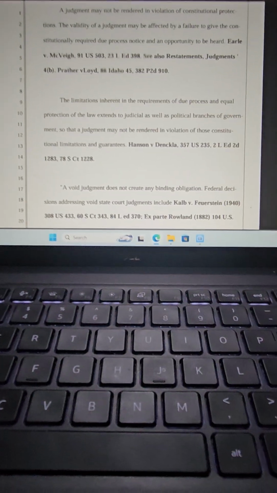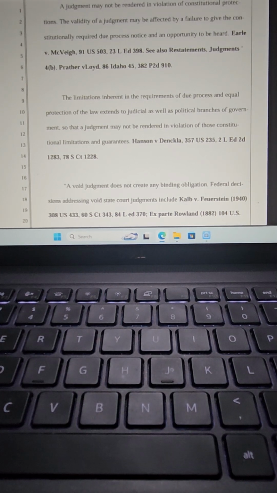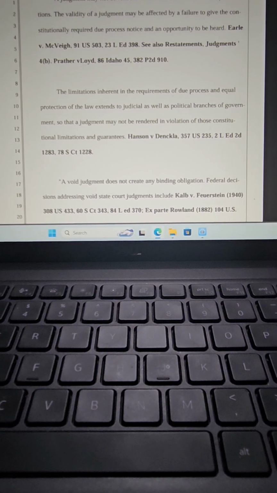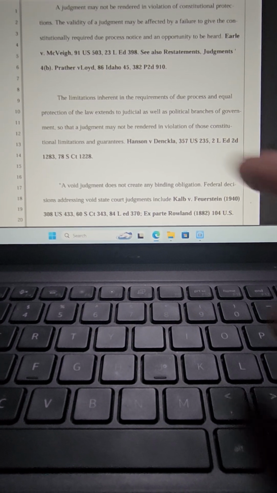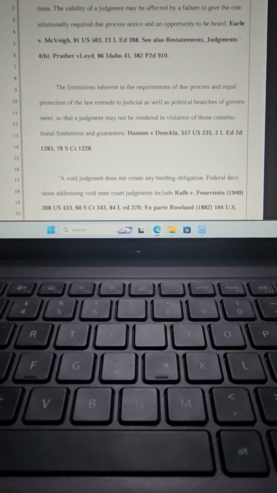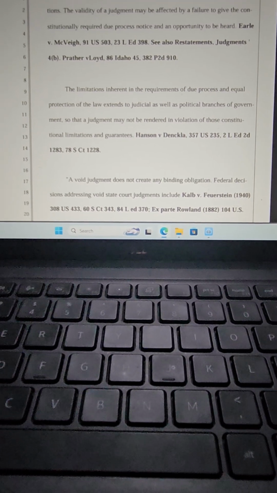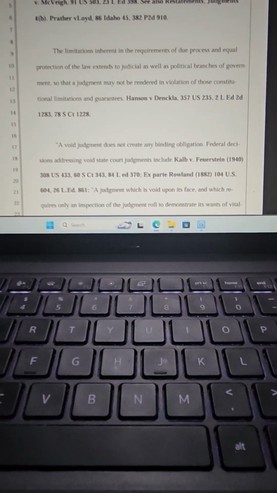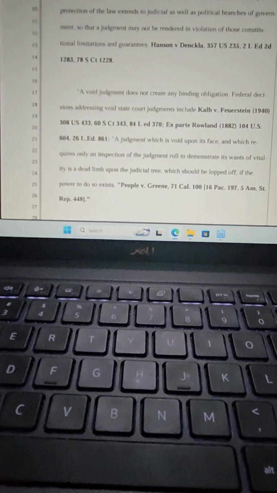The limitations inherent in the requirements of due process and equal protection of the law extend to judicial as well as political branches of government, so that a judgment may not be rendered in violation of those constitutional limitations or guarantees. I have a constitutional guarantee to due process. I have a fair, and I am not getting afforded a fair trial by a judge who is being sued for $100 million. You get that, Kevin Siebert? Or I should say, Tyrant Kevin.